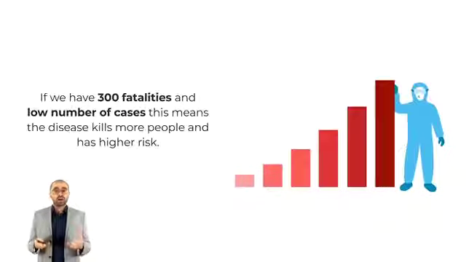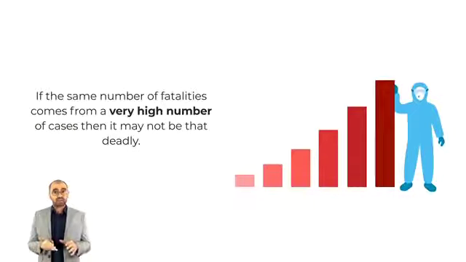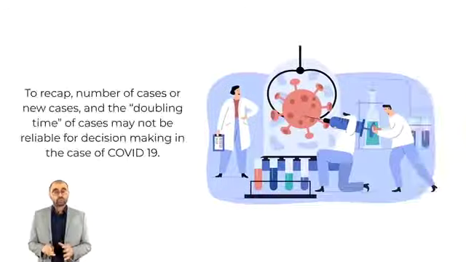So if we have 300 fatalities and lower number of cases, this means that the disease kills more people and has a high risk. If the same number of fatalities, 300, comes from a very high number of cases, then it may not be that bad. To recap, number of cases or new cases and the doubling time of cases may not be reliable for decision making in the case of COVID-19.